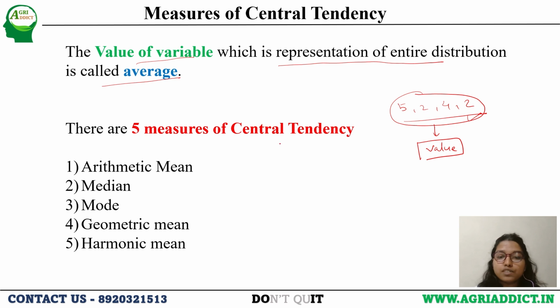There are five measures of central tendency. First is arithmetic mean. Second is median. Third is mode. Fourth is geometric mean. Fifth is harmonic mean. Okay.